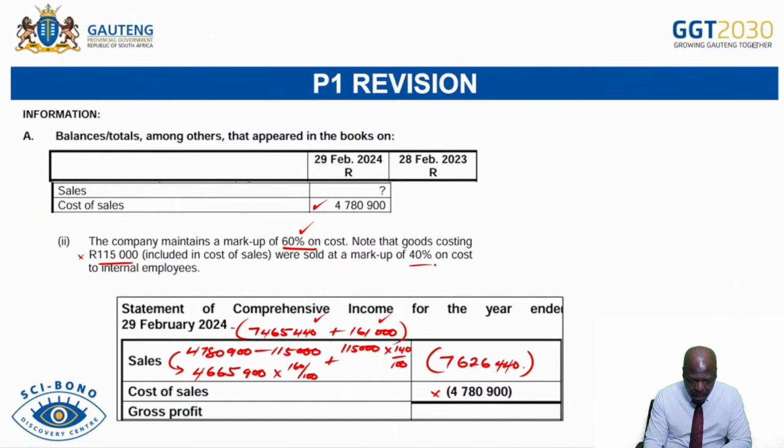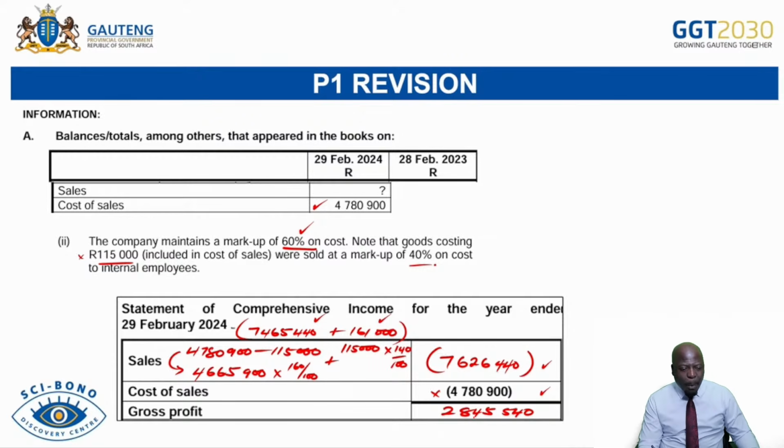7,626,440. That becomes your sales now. And then when you get the difference between these two, you end up with a gross profit that is your 2,845,540. That therefore becomes your gross profit. So I showed you two options that can be brought in an exam.